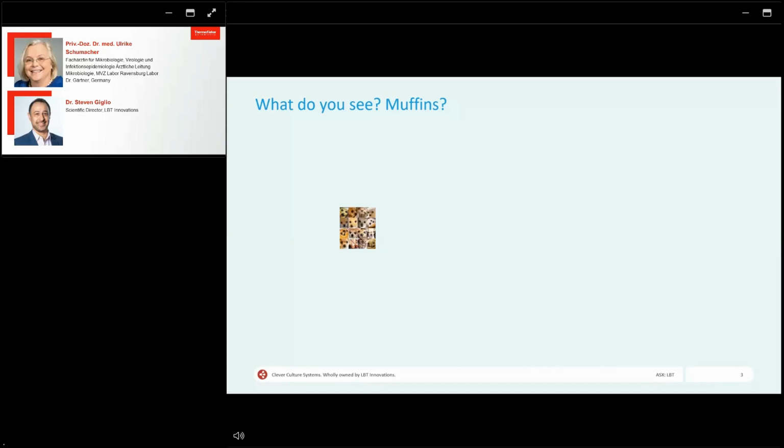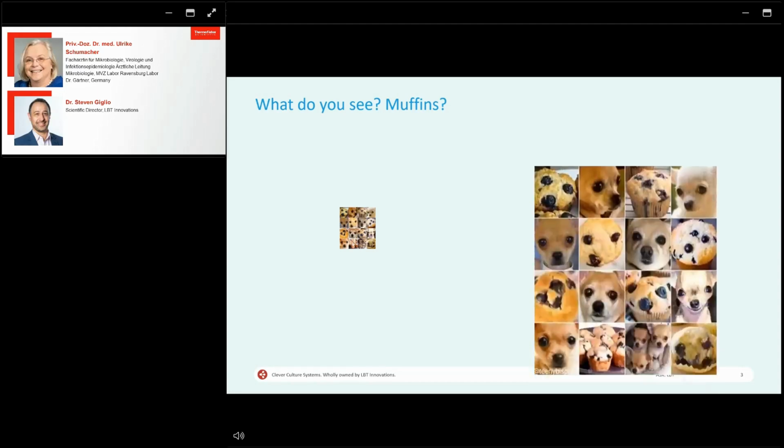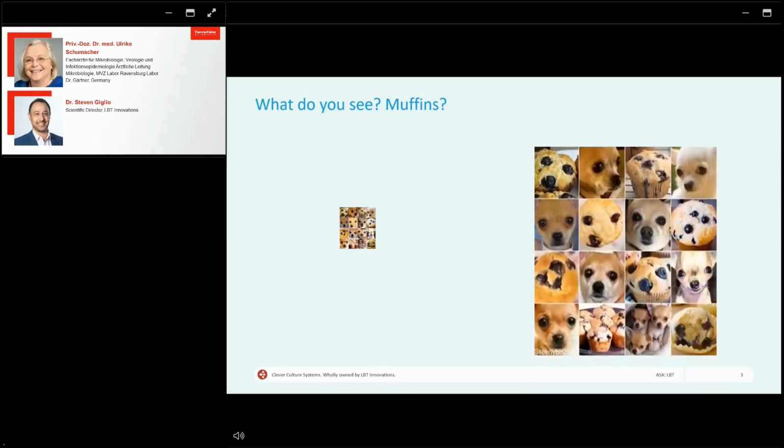Muffins, right? So why am I talking about muffins? Well, is it muffins? If you look at that picture very, very closely, I think you will see that there are indeed some muffins and maybe something else. So if we just zoom in, we see muffins and chihuahuas.